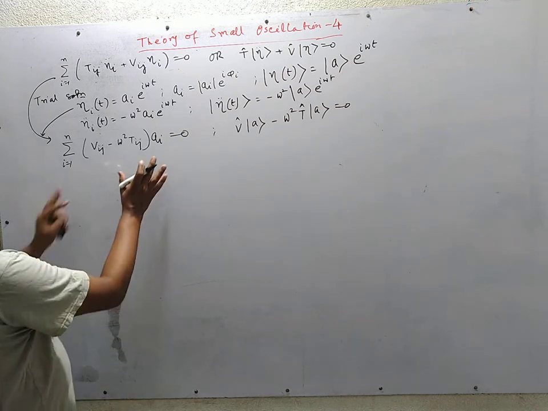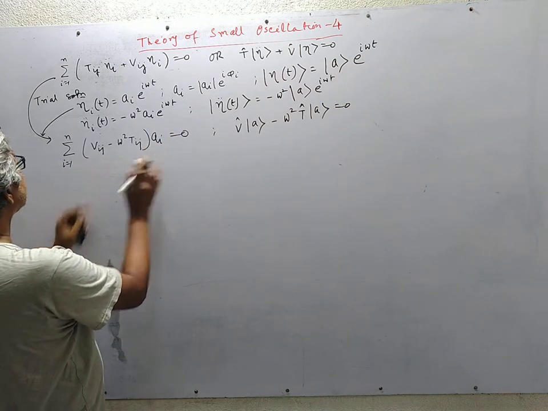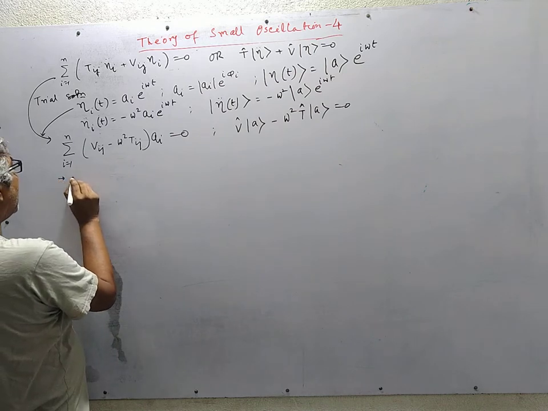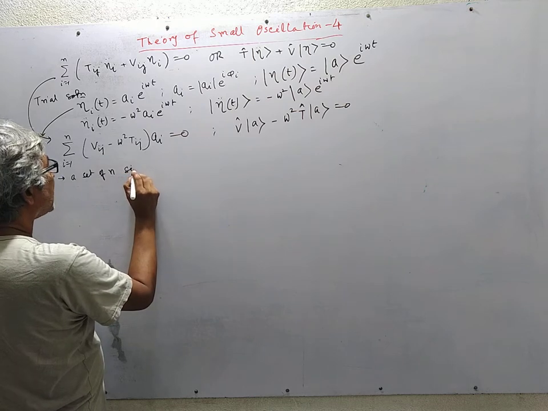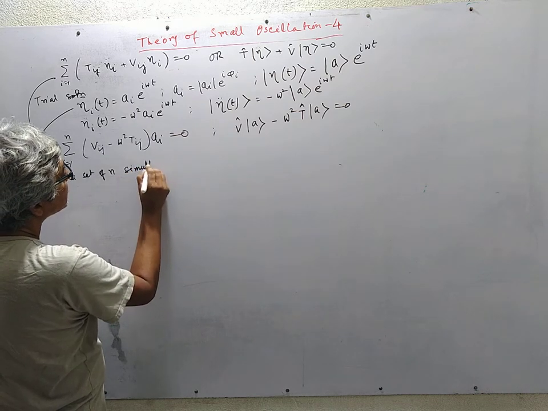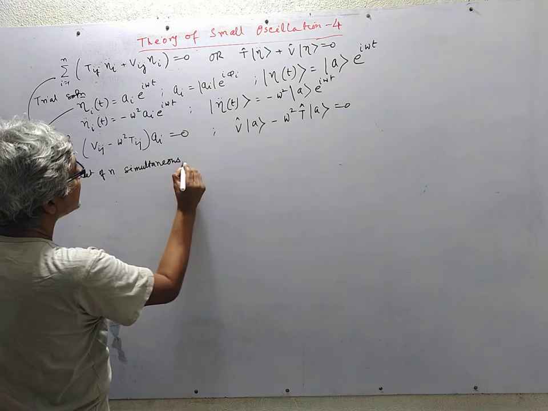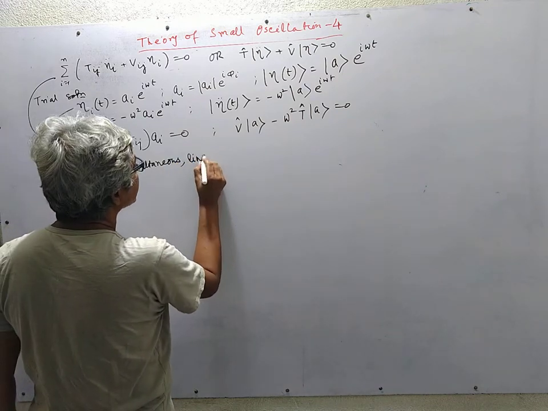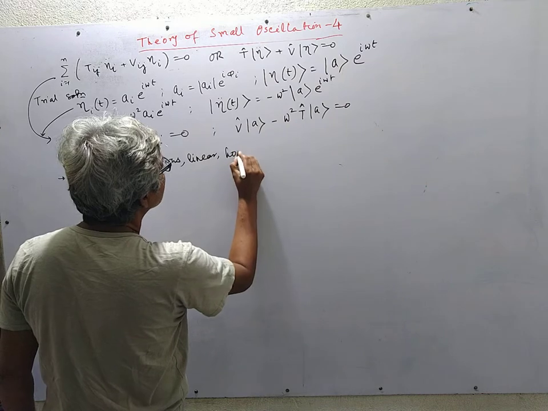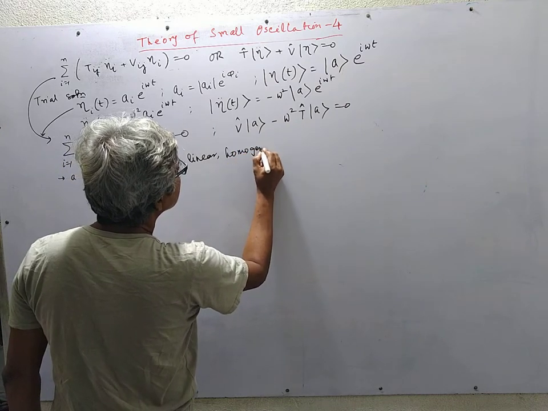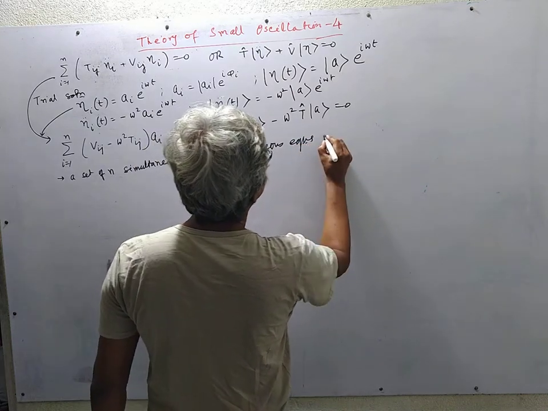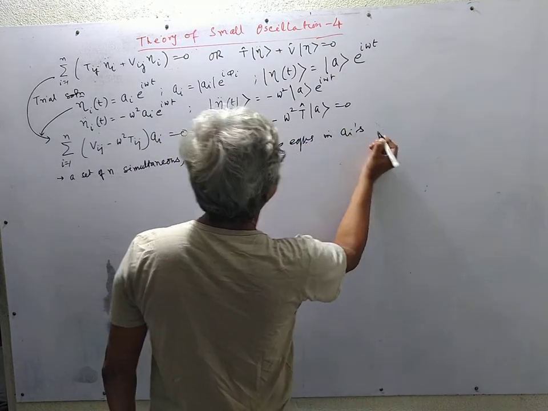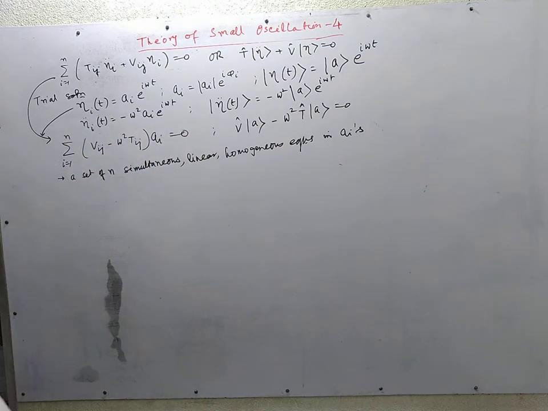So, if we want to solve this set of n simultaneous linear homogeneous equations in a_i, our objective is to find out the a_i.